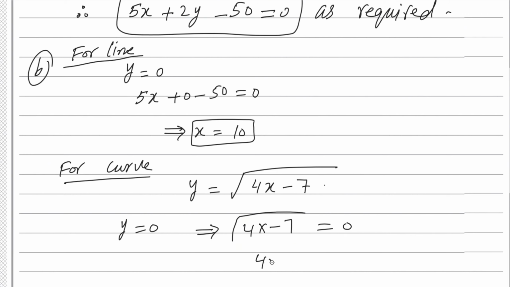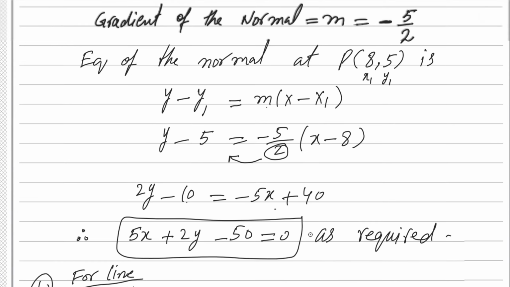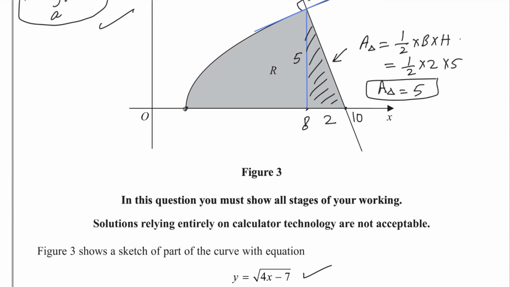Take the square of both sides, you get 4x minus 7 equals 0, and we get the point x equals 7 over 4. Got it? So we got this point, x equals 7 over 4. Let's go back to the figure. This point is 7 over 4.